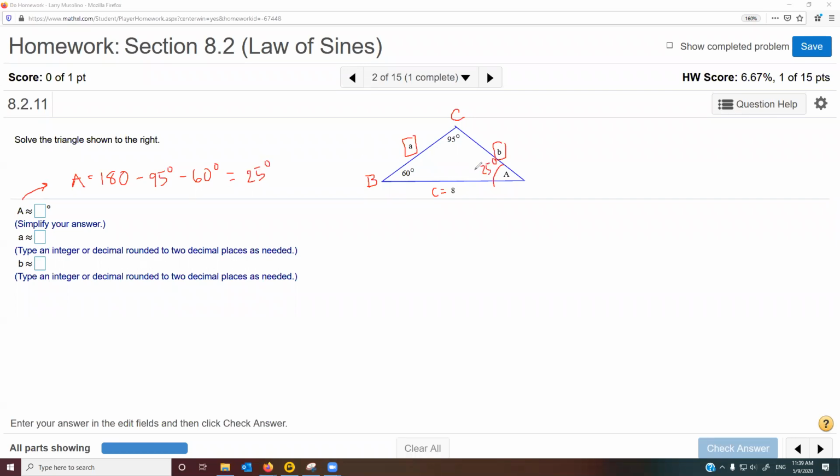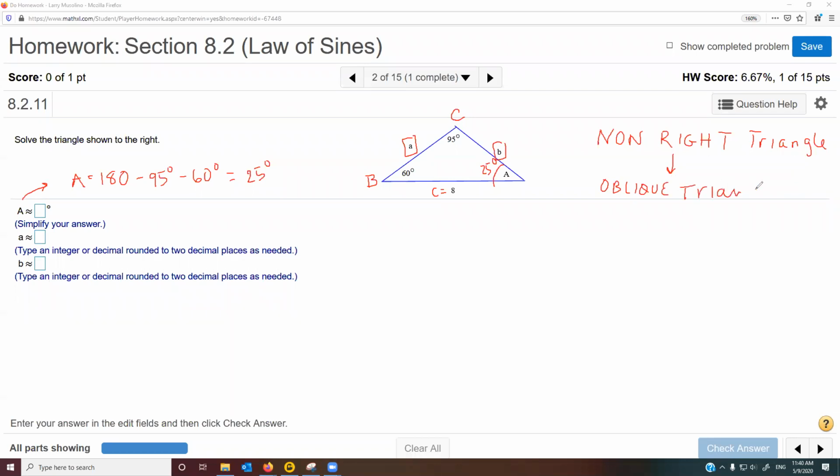All right, now I want to find either side A or side B. Maybe we could start out with side A. Now, notice this is not a right triangle. If it's a non-right triangle, there are two things I cannot use. A non-right triangle we call an oblique triangle.